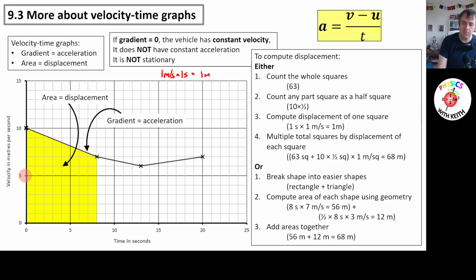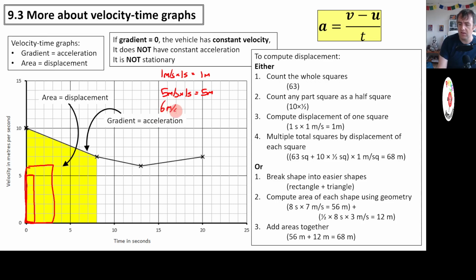We could do an area like this, which is 5 multiplied by 1. In that case, you've got 5 metres per second multiplied by 1 second, which is 5 metres. Or we could look at an area like this, 6 multiplied by 3. So 6 metres per second multiplied by 3 seconds. That's going to be 18 metres. I really hope I've got my times tables right there. So you can see that the area is a value on the y-axis multiplied by a value on the x-axis.